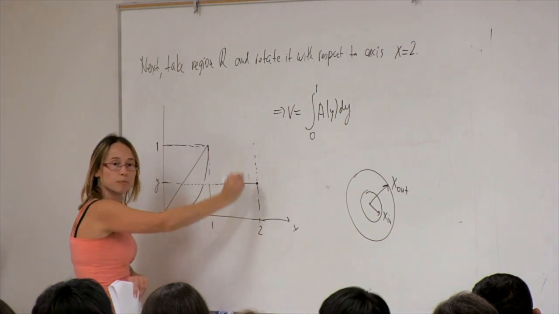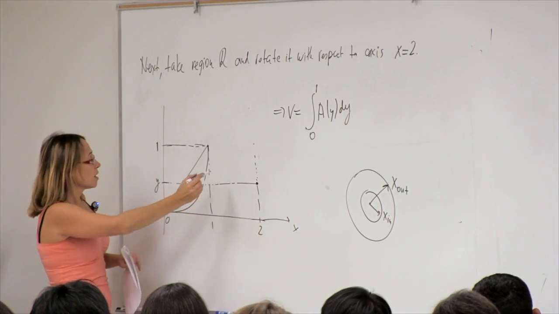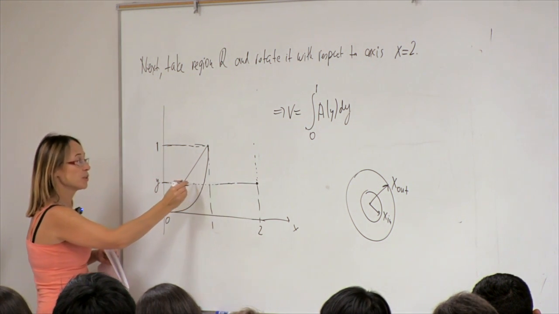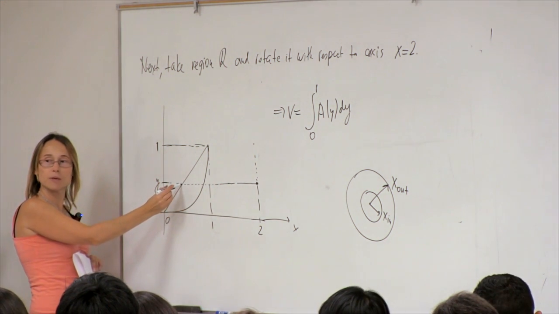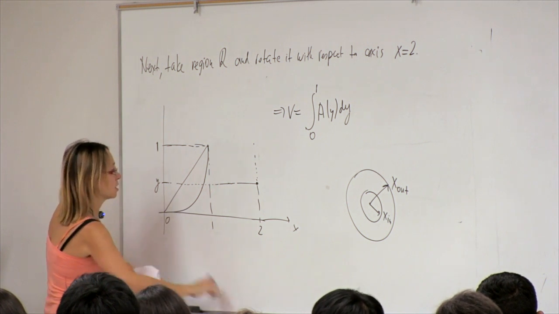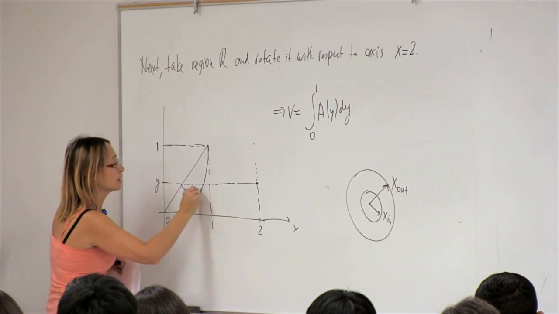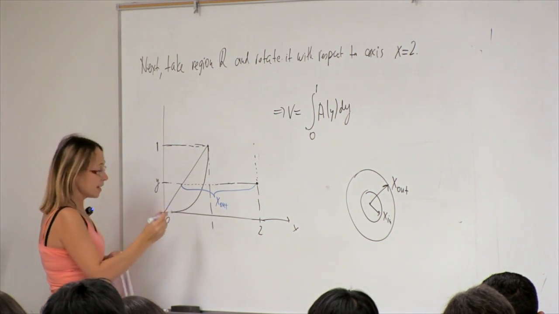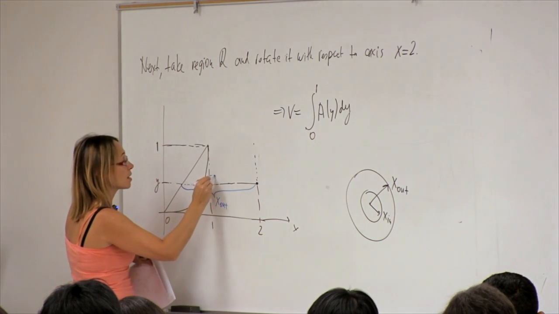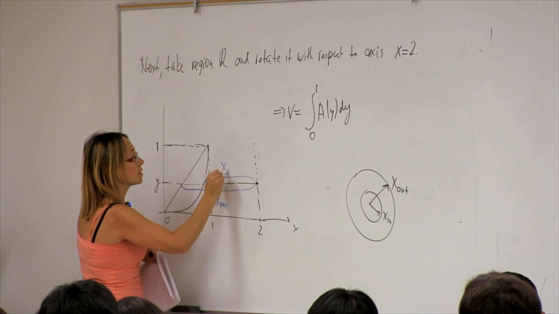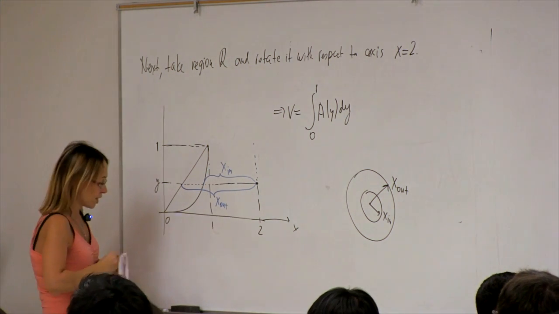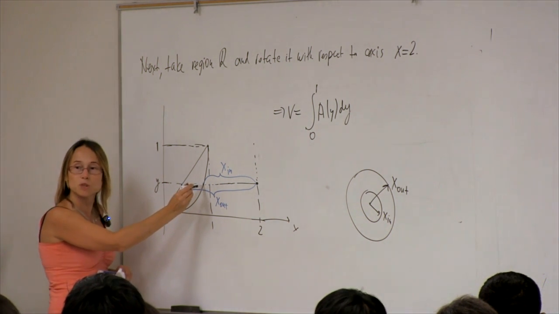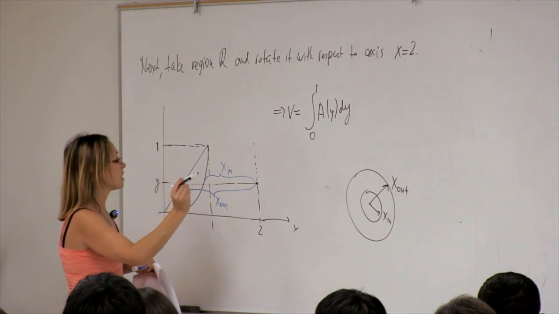So this is the center. This is the axis. The outer radius is the distance between the axis and the function that's further away. Okay? So this distance, let me mark it like this. So this is x out. The inner radius is this. The inner radius is the distance between the axis of rotation and the function that's closer to it. Okay, so let's write it down.